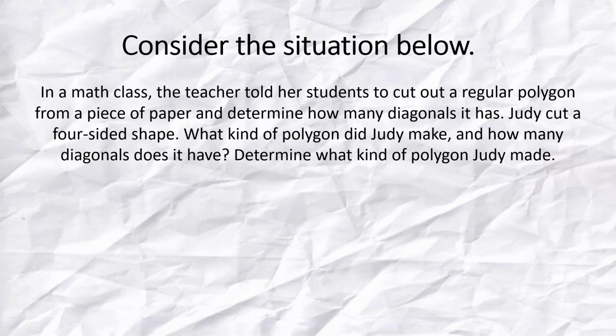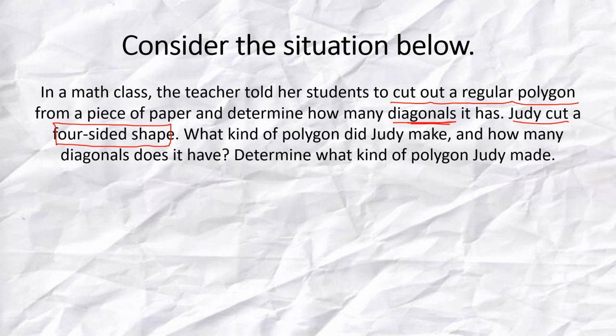Consider the situation below. In a math class, the teacher told her students to cut out a regular polygon from a piece of paper and determine how many diagonals it has. So Judy cut a four-sided shape. What kind of polygon did Judy make, and how many diagonals does it have? Determine what kind of polygon Judy made.